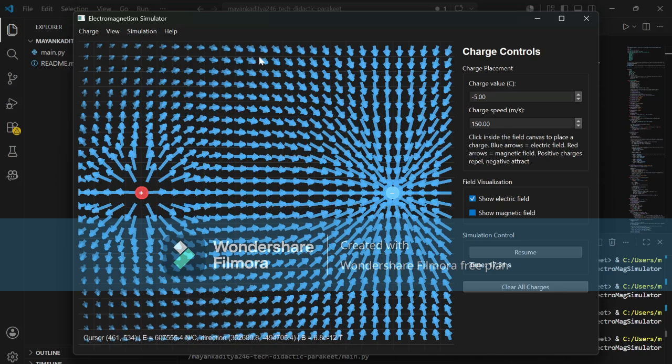This here is the electric field. It is governed by Gauss's law, Faraday's law, and Ampere-Maxwell's law. Gauss's law states electric charges create electric fields, as you can see here. Faraday's law states that a changing magnetic field creates an electric field, and Ampere-Maxwell's law states that electric currents and changing electric fields can create magnetic fields.